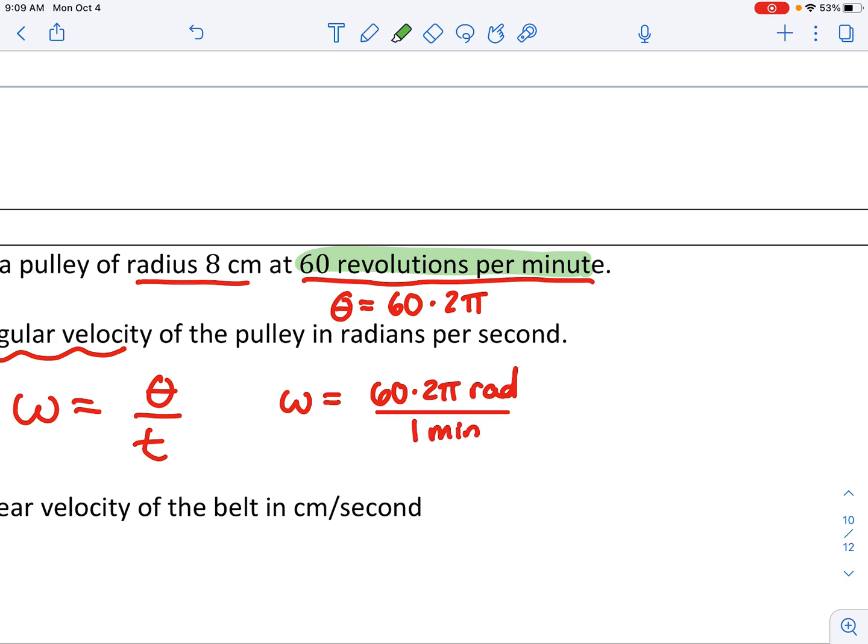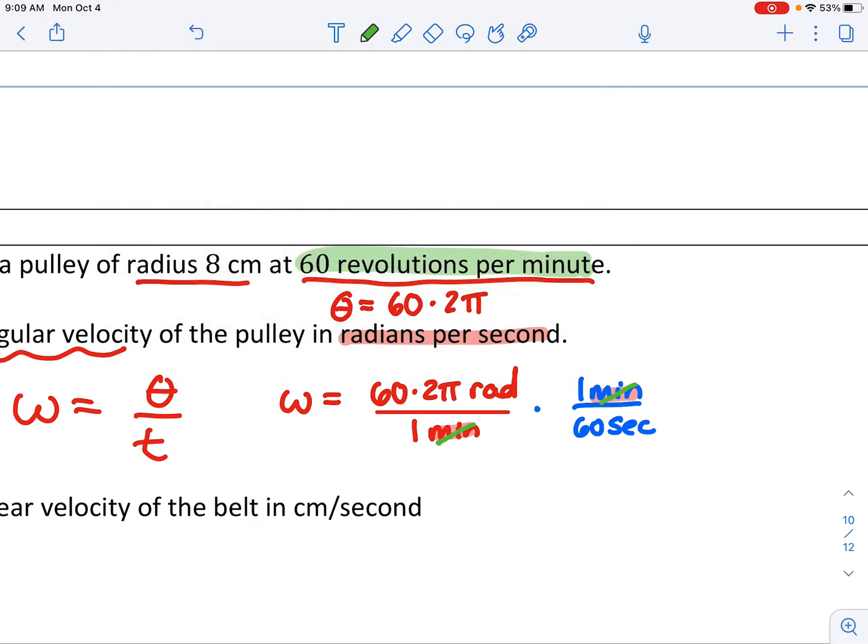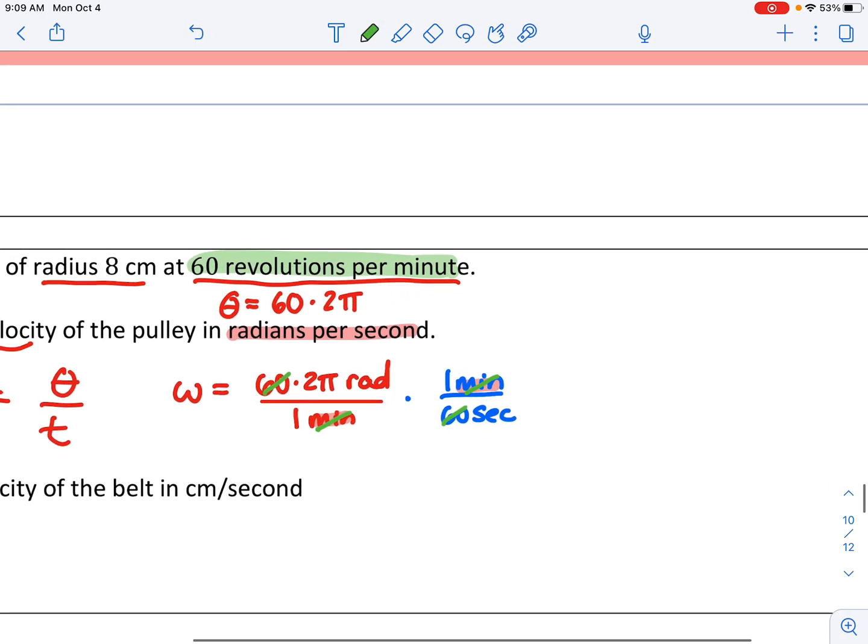And now if we read our problem a little closer, it tells us we want to have our radians per second. So let's do an additional conversion. We know that in 1 minute, there are 60 seconds. The reason I need to put my minutes on top is I want my minutes to cancel out. So if I cancel out my minutes, my 60s cancel, my angular velocity is going to be 2 pi radians per second.